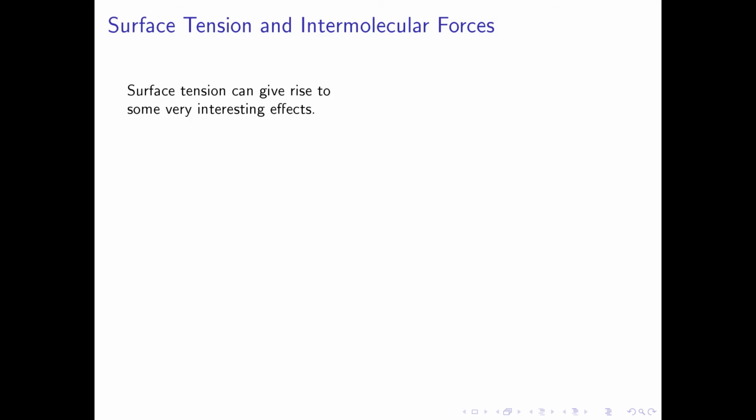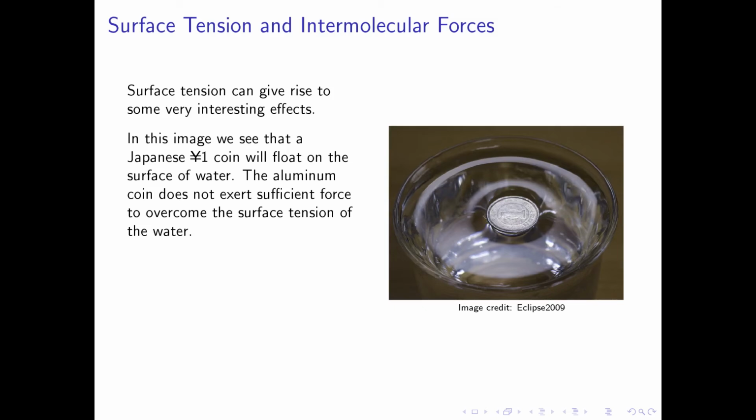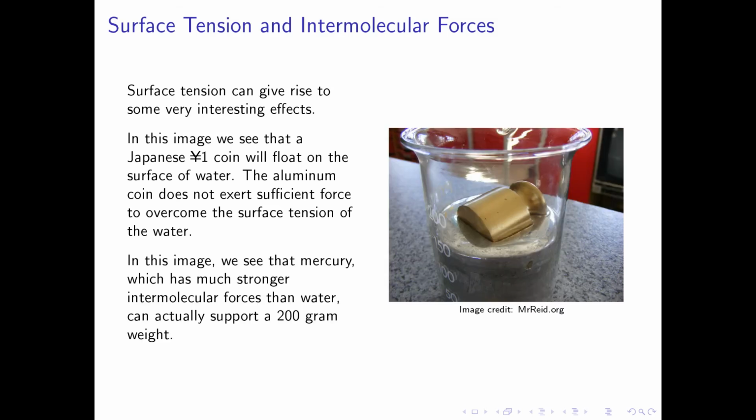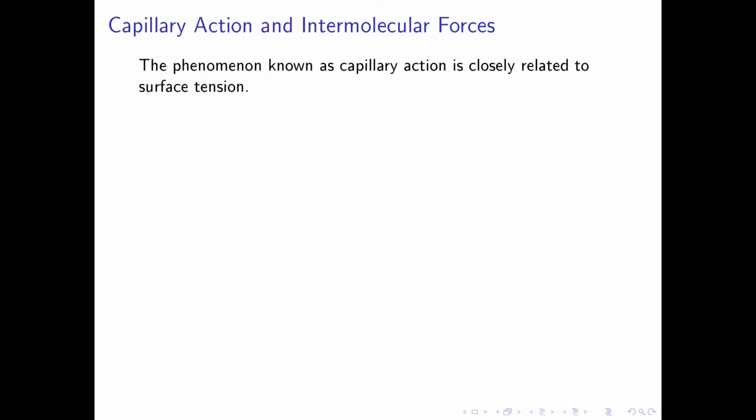Surface tension can give rise to some very interesting effects. In the image to the right, we see that this Japanese 1 yen coin will float on the surface of the water. The coin, which is completely made of aluminum, does not exert sufficient force to overcome the surface tension of the water. In this image, we see that mercury, which has much stronger intermolecular forces than water, can actually support a 200-gram weight.